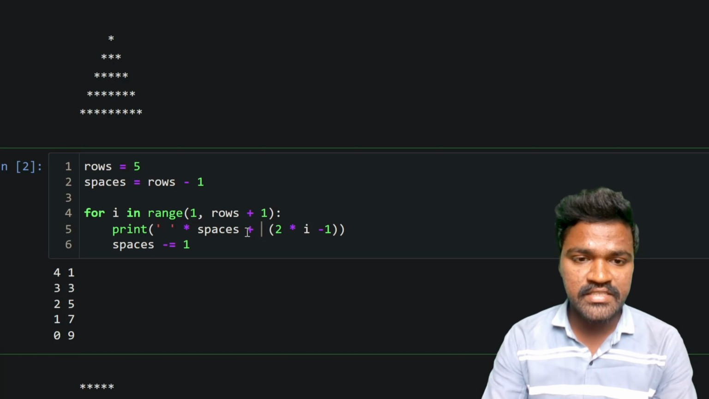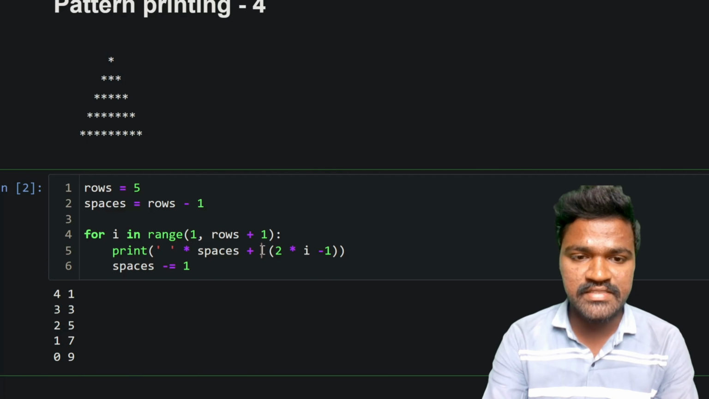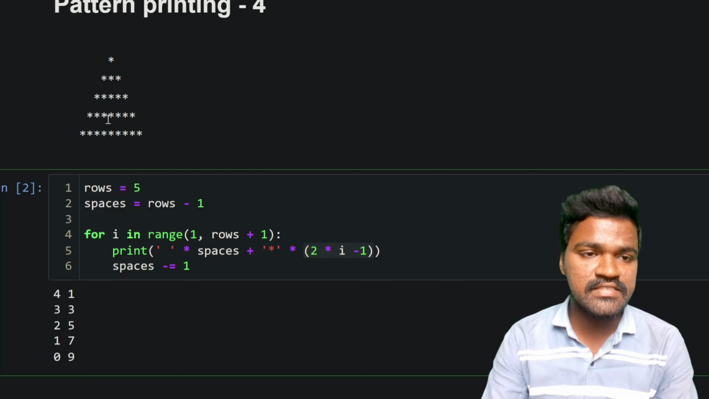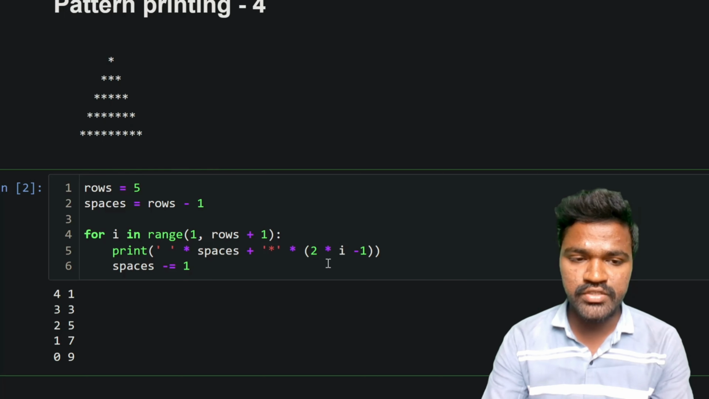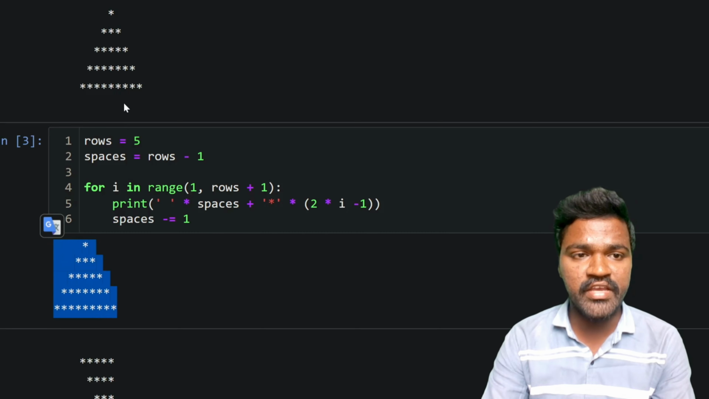Now I have mentioned the plus operator to concatenate both the spaces and the stars. Now I will multiply the stars with this specific pattern to generate the stars pattern. If I execute this, we get the result exactly as we expected above.